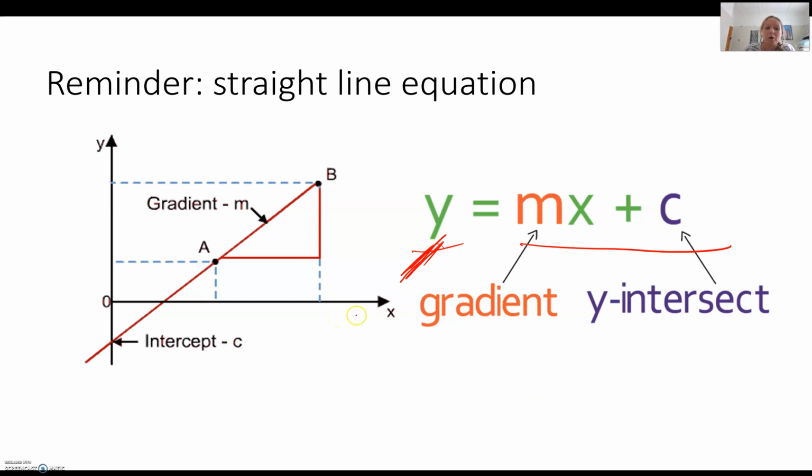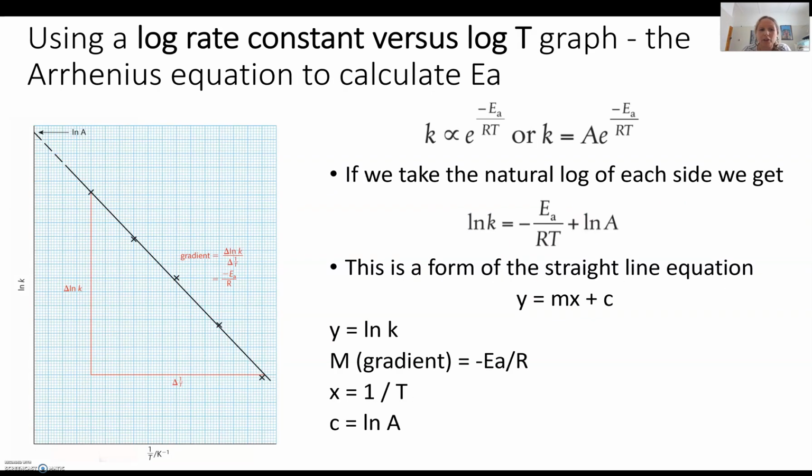y is your value here. Okay. m is your gradient. x is from here, and c is your y-intercept. So what we can do here is if someone does a graph for us, which they've done here, of the log of your rate constant versus the log of T, we just use logs to get better numbers, then what we can do is if we have this equation here, okay, and we take the log of each side, that would be log k equals negative EA over RT plus log A. So that's if you took the natural log of this, then this is what you get.